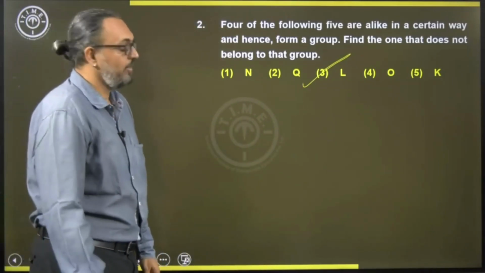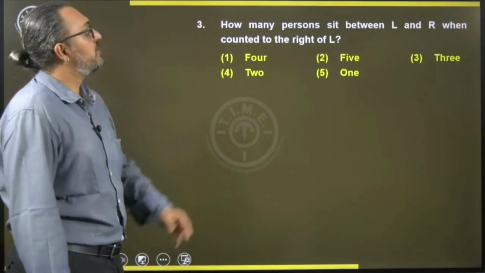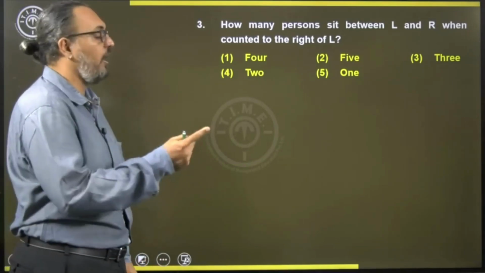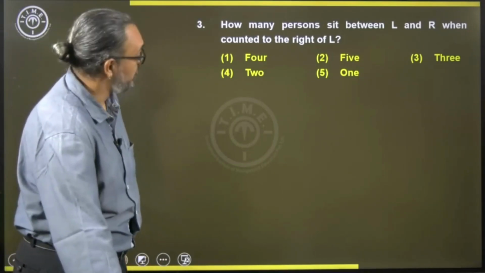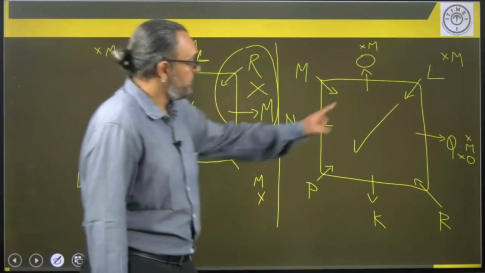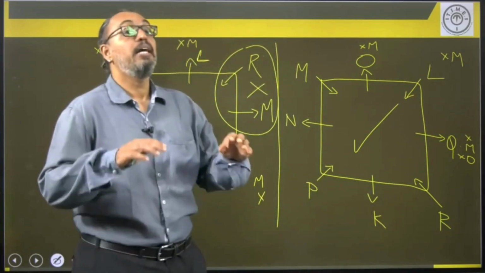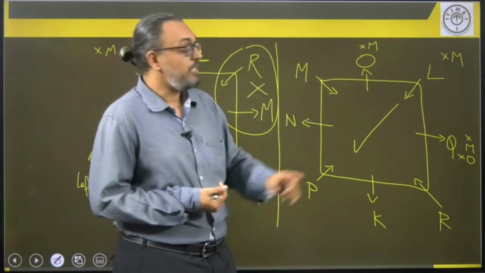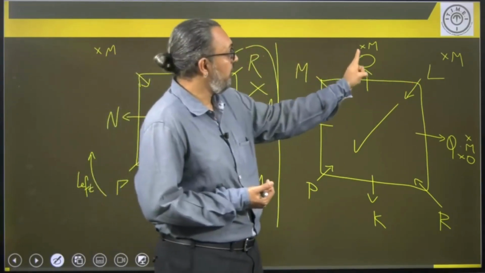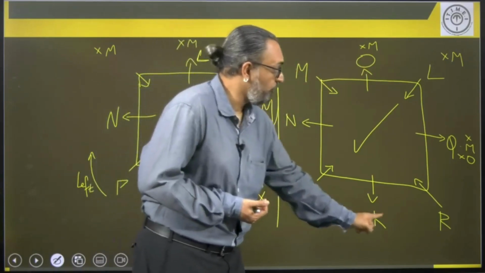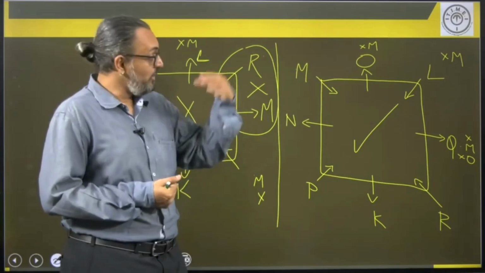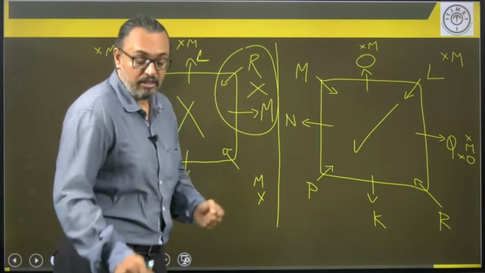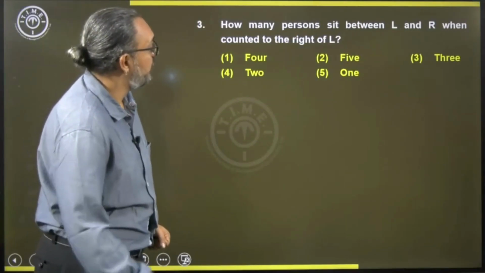Yes? Okay. Then, how many persons sit between L and R when counted to the right side of L? Let us check. Now, L is towards the center, so right is anti-clockwise. How many people are there? 1, 2, 3, 4, 5. So there are 5 people between L and R when you count to the right side of L. Correct? So 5 will be our answer. And that is available in choice 2.